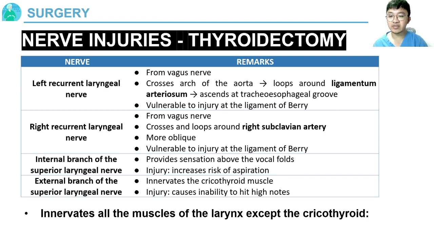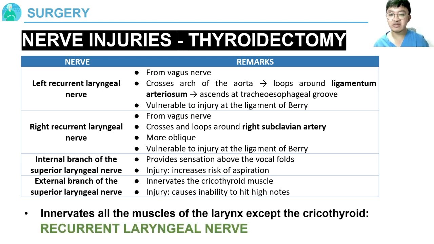So your recurrent laryngeal nerve innervates all muscles of the larynx except the cricothyroid muscle. And the cricothyroid muscle is supplied by the external branch of the superior laryngeal nerve.